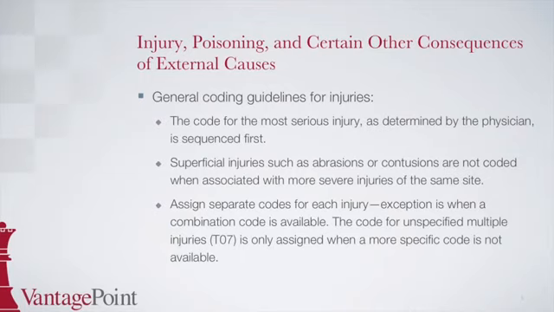When you're coding injuries, it is important to remember that the more serious injury is sequenced first, and that superficial injuries at the same site as a more severe injury are not coded. For example, if a patient had an open fracture of the left elbow and contusions of the left elbow were also documented, you would only code for the open fracture. However, separate codes for injuries at different anatomic sites should all be coded. The 3-digit code T07, unspecified multiple injuries, should hardly ever be used, as it is extremely nonspecific.